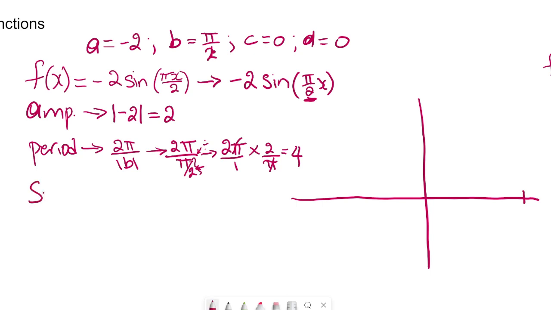Or starting point, or let's just say it's the phase shift. I like to call it the starting point, but it's the same thing. So the phase shift, that's going to be your starting point where the graph is going to start. And recall that's going to be given by C over B. And so in this instance, C is 0 divided by pi over 2. And that's going to be 0. So, well, we're starting at 0.